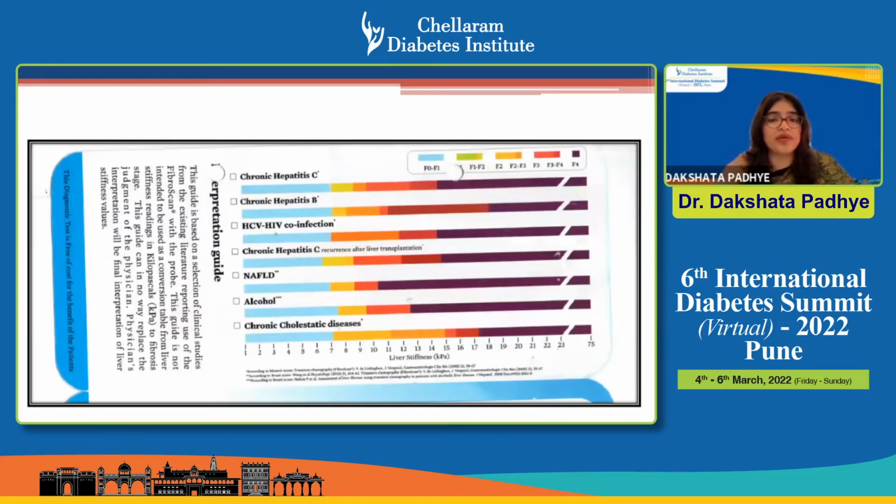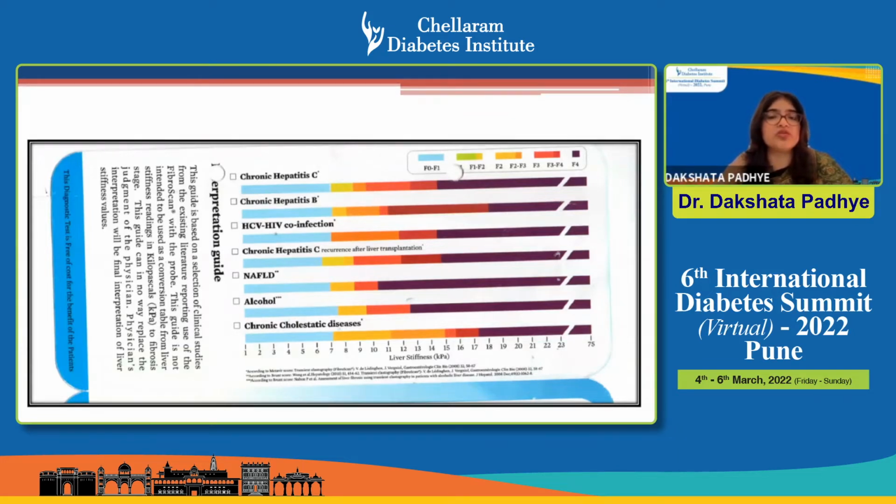This is how the report card looks. Down, just below chronic cholestatic diseases, the kilopascal liver stiffness range from 1 to 75 is too much, but 1 to 23 is given. We haven't seen anything beyond 20 or 25. F1 to F2, F3 to F4.